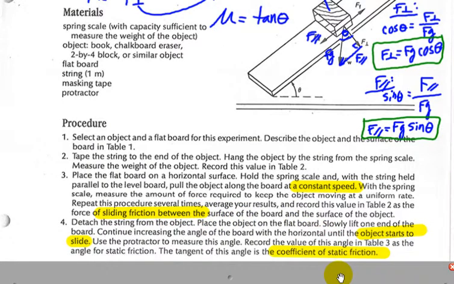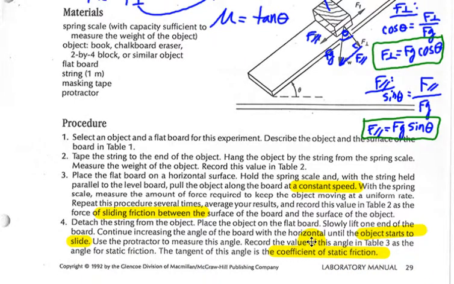4, detach the string from the object. Place the object on the flat board. Slowly lift one end of the board. Continue increasing the angle of the board with the horizontal until the object just starts to slide.